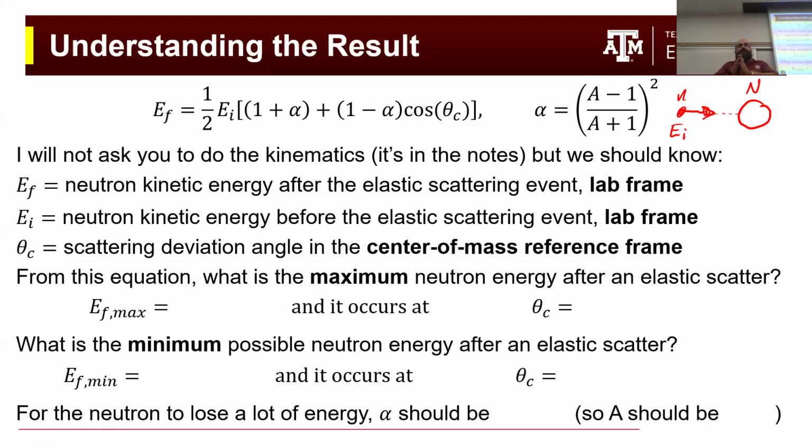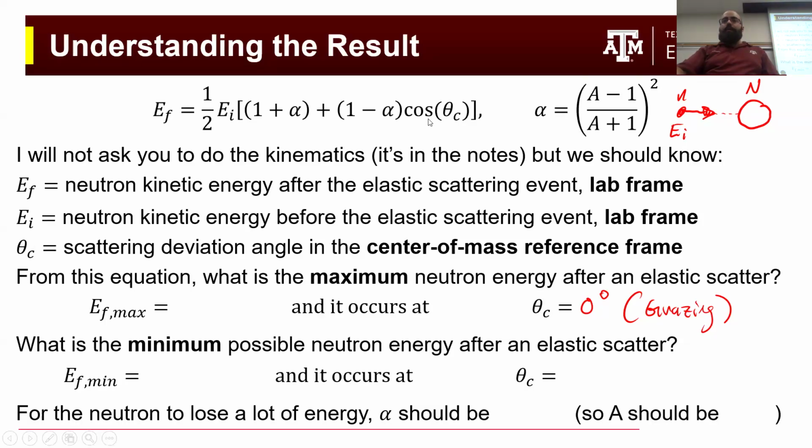And so if the neutron comes in with an energy EI, the best thing that it could do is just have a collision where it just grazes right past the nucleus. And so that would correspond to a theta C of 0. So if the theta C was 0 degrees, that would be a grazing collision where the neutron just grazes right past the nucleus. And if my theta C is 0, then I have cosine of 0 here. What's cosine of 0? Cosine of 0 is 1.